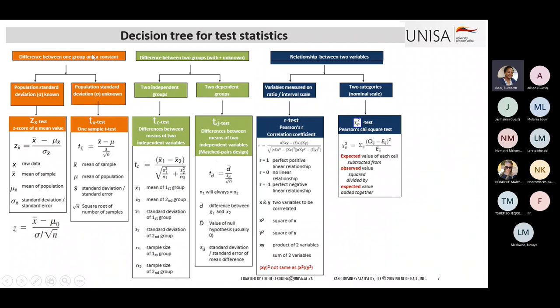So in today's session, we are only going to be concentrating on the orange section. Okay.